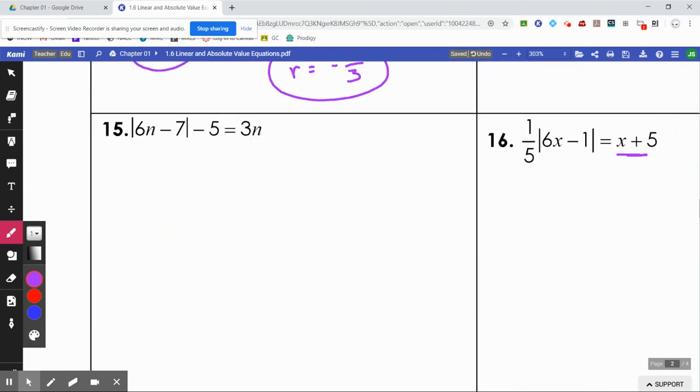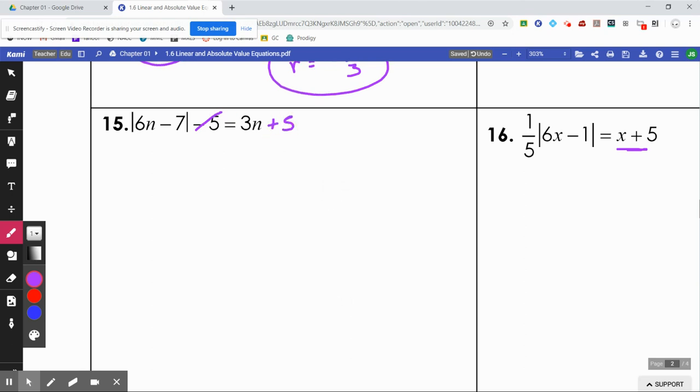Again, we first isolate the absolute value, so move the minus 5 over by adding 5. And we can just start from there. The absolute value is isolated, so now we split it. 6n minus 7 is 3n plus 5. 6n minus 7 is equal to the opposite of it, which would be negative 3n minus 5.